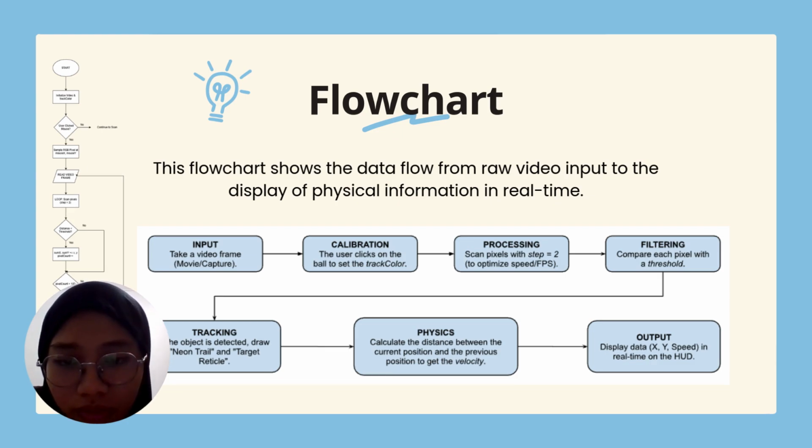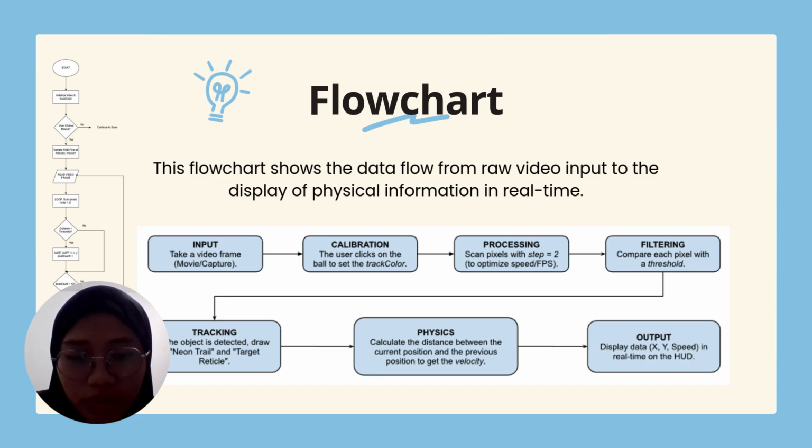This is our flowchart of the system that shows the data flow from the raw video input to the display of physical information in real time. Our system workflow starts with the initialization phase. Here, the program initializes the video object and loads the MP4 files into memory to be analyzed frame by frame. The next step is the calibration process.